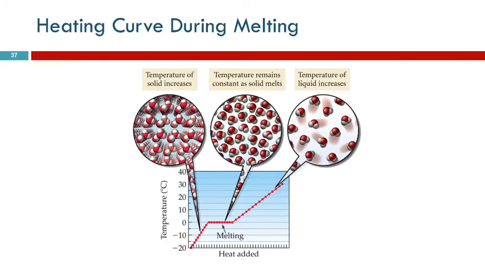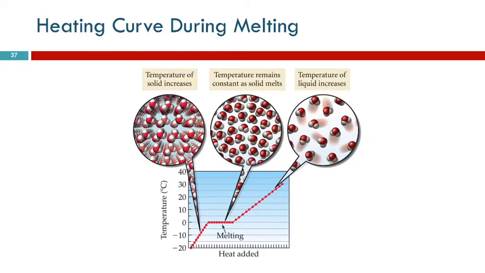So we can look at a heating curve during melting. So same idea here with the temperature and the heat, but now we're starting at a lower temperature. At minus 20 degrees Celsius, water is a solid. So we take that frozen ice, it's a solid. As we heat it up, the temperature increases. We add energy to it. The temperature increases until we get to 0. At 0 degrees, it begins to melt.